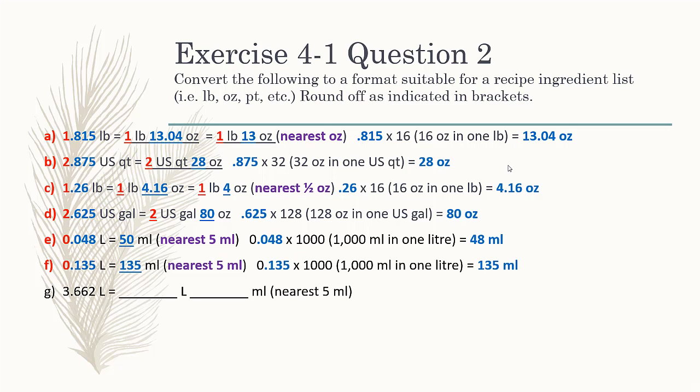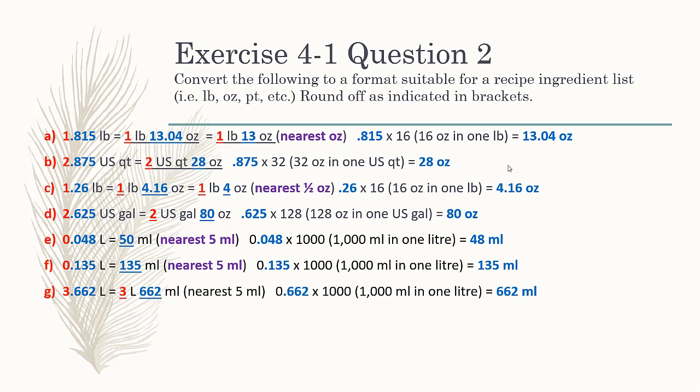Our next question is 3.662 liters, and we want to convert that into liters and milliliters, rounding it off to the nearest 5 mils. Here we do indeed have whole liters. We have 3 whole liters, and just because it's metric, nothing changes. 3 whole liters will always be 3 whole liters. We then take the decimal 0.662 and multiply it by 1,000, again, 1,000 milliliters in a liter, and we end up with 662 milliliters as an unrounded answer. We now have to round that to the nearest 5.